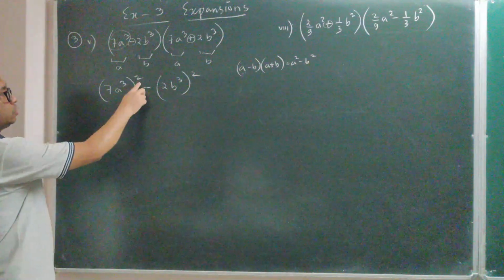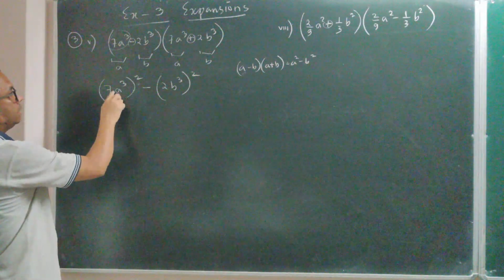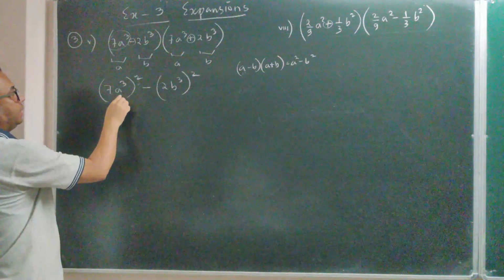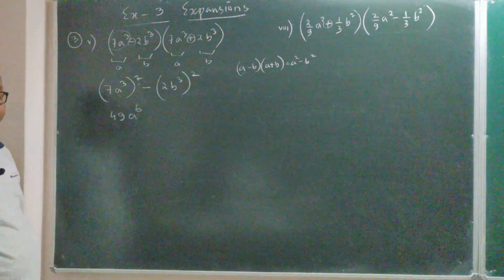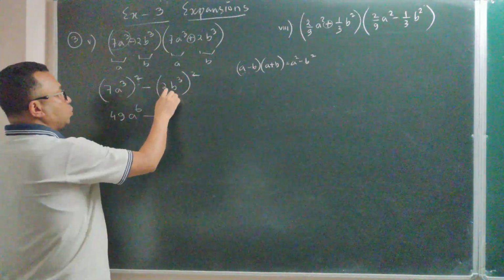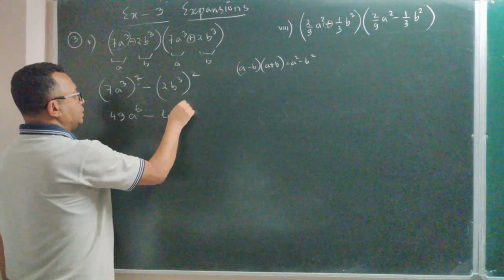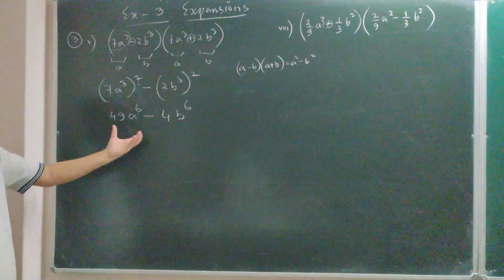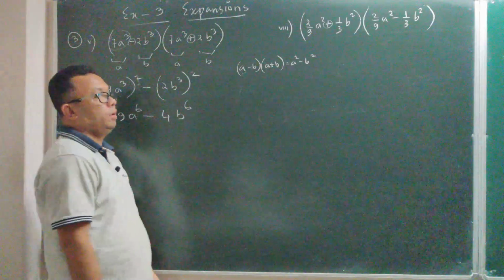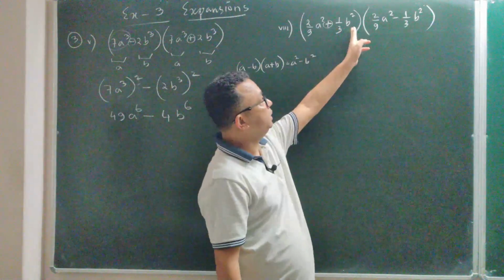Since this square is for both, 7 square is 49, and a cube, so 3 into 2 is 6, so it is a to the power 6, minus 2 square is 4, and this is b to the power 6. This is the expanded form. This is the answer.